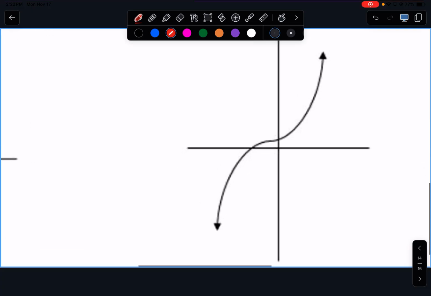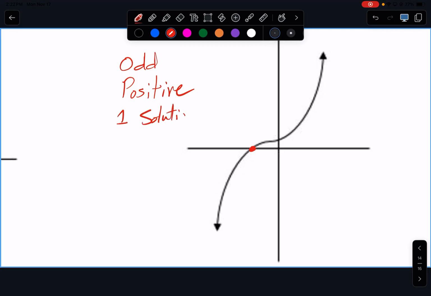This one's kind of weird. So first, odd or even? It's odd. Positive or negative? Positive. Okay, how many solutions? We only have 1 solution on here. And this one's kind of weird with the turns, okay? But there's kind of a turn here and kind of a turn here. Okay, so we're going to say 3rd degree.